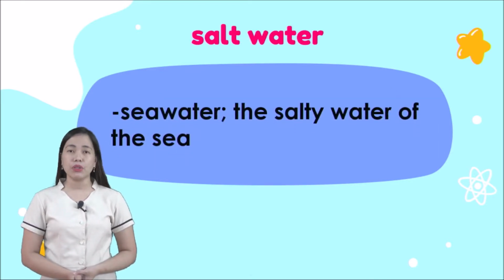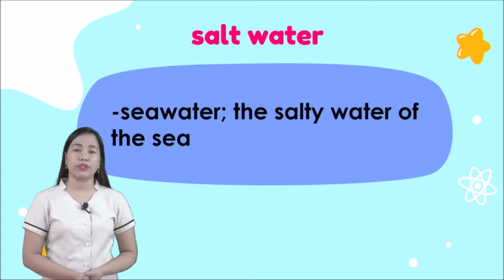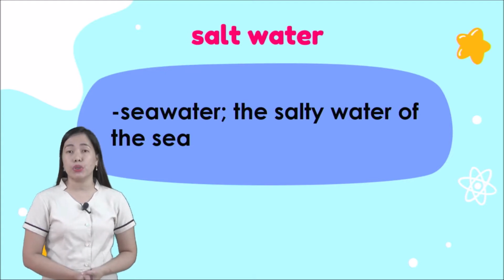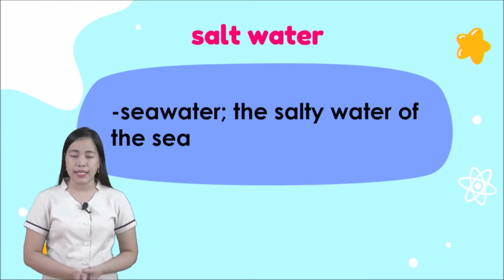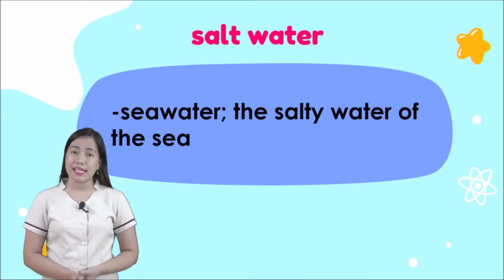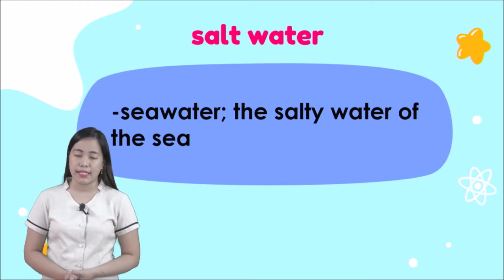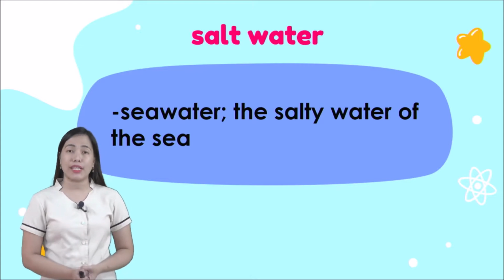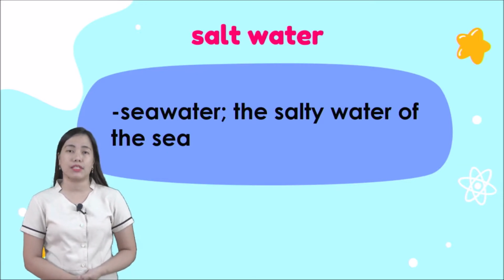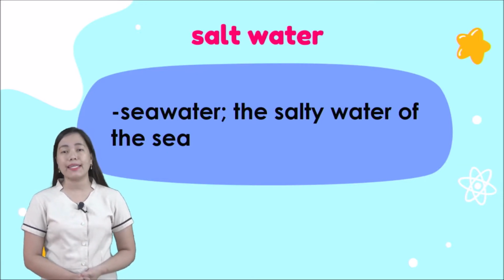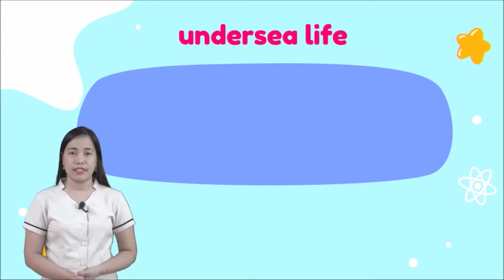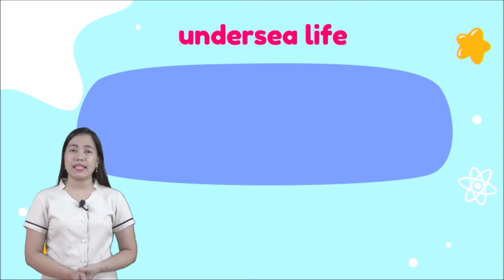Next one, we have the salt water. When we say salt water, it is the sea water or the salty water of the sea. Salt water is also known as sea water. It is the water from the sea or the ocean. It is water that contains a high concentration of dissolved salts. That's why it is salty, because of the salt.